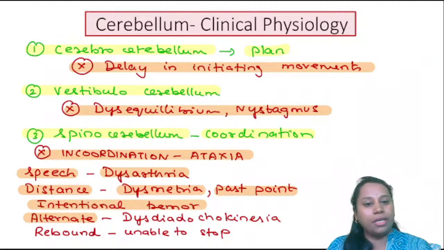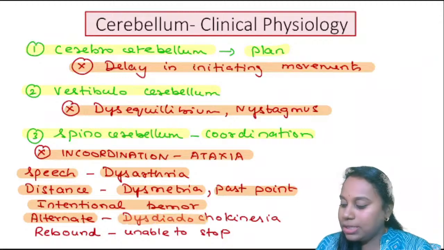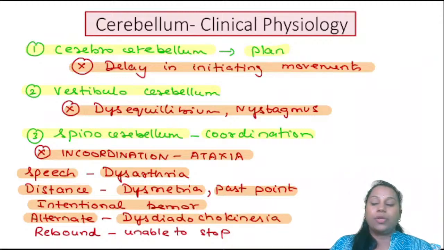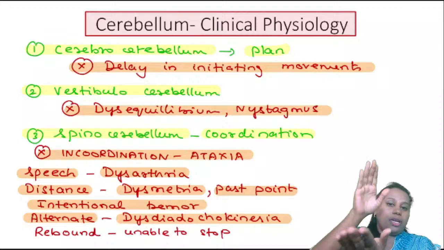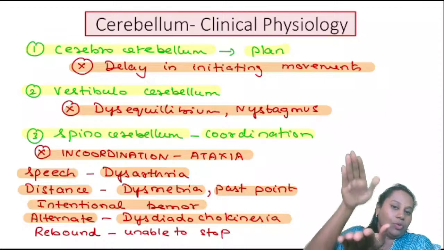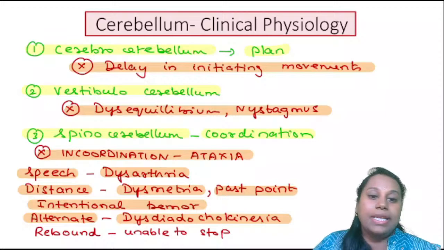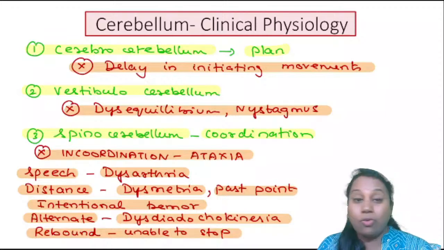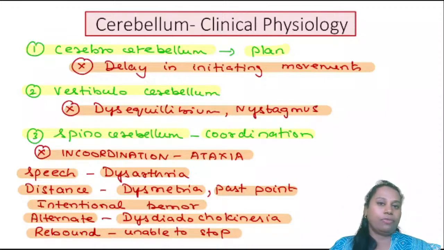Incoordination in doing alternate movements is called dysdiadochokinesia. You ask the patient to do alternate movements like this. He can't do it; he will only do like this. This is called dysdiadochokinesia. Then there is incoordination in stopping a movement, rebound phenomena.